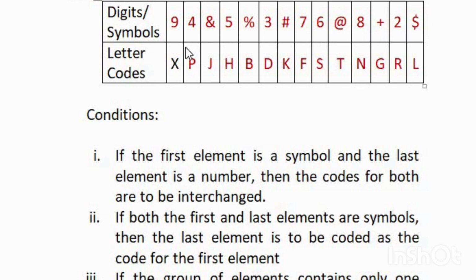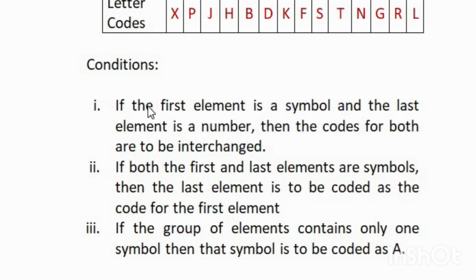For the second workout question, the digits or symbols are 9, 4 and 5%, 3, hash, 7, 6, @8 plus $2. And the letter codes are X, P, J, H, B, D, K, F, S, T, N, G, R and L. And the conditions are: first one, if the first element is a symbol and the last element is a number, then the codes for both are to be interchanged. Second condition, if both the first and last elements are symbols, then the last element is to be coded as the code for the first element. And third, if the group of elements contains only one symbol, then that symbol is to be coded as A.